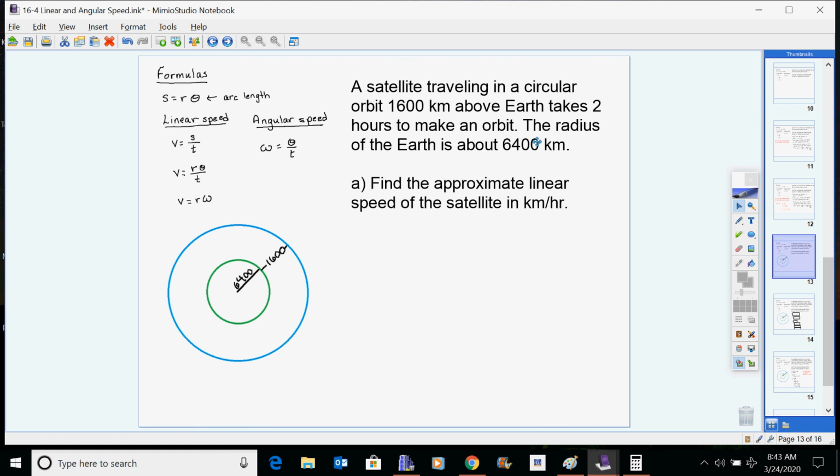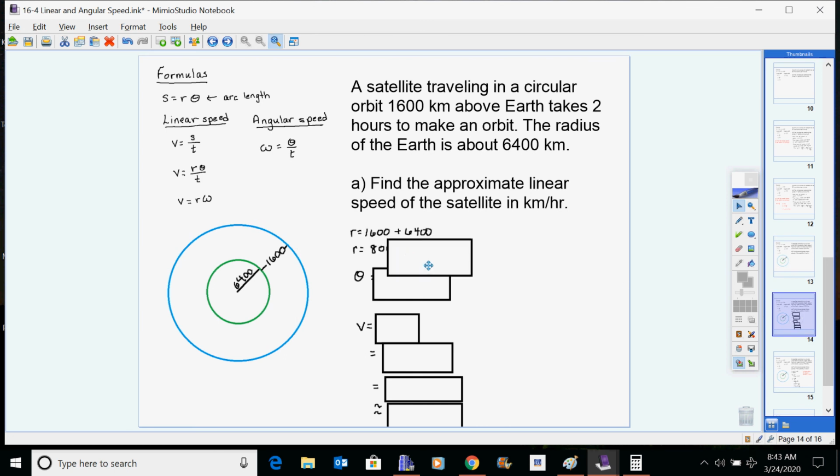So this is kilometers, and it takes 2 hours to go around the Earth once. So we want to find the linear speed in kilometers per hour. We have a radius, and we know the time that it takes to go around one orbit. We have our radius, but we have to be careful that we take into account that it comes from the center of the Earth and then adds the 1600.